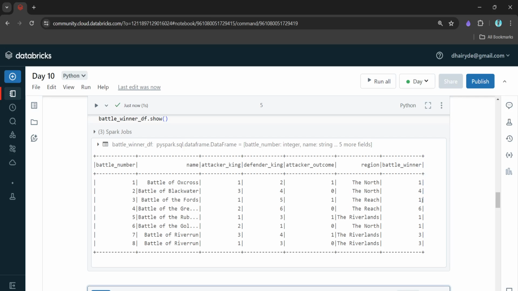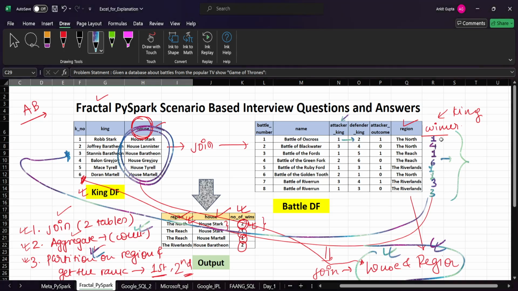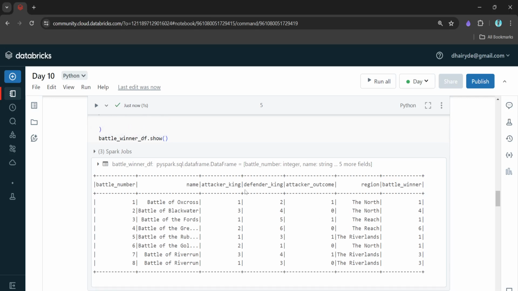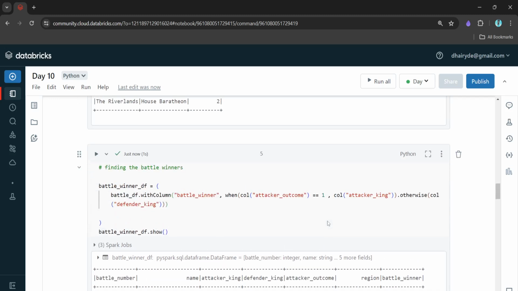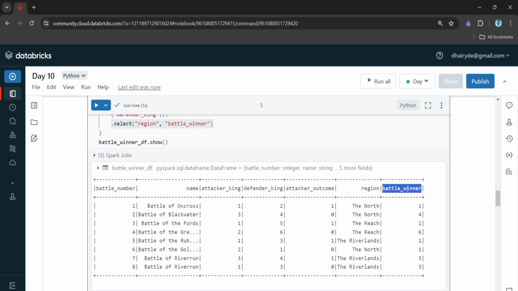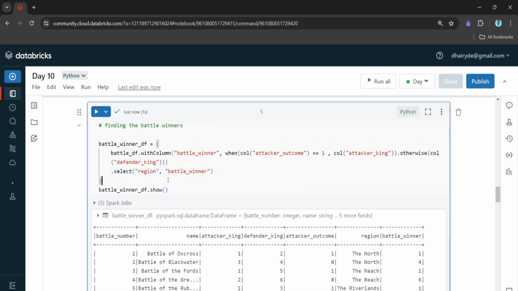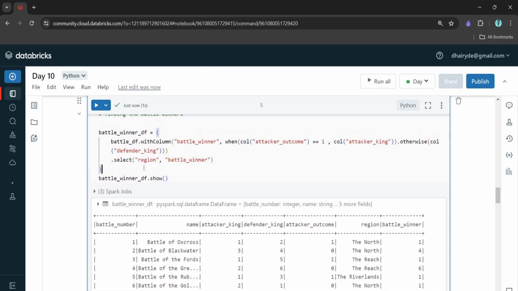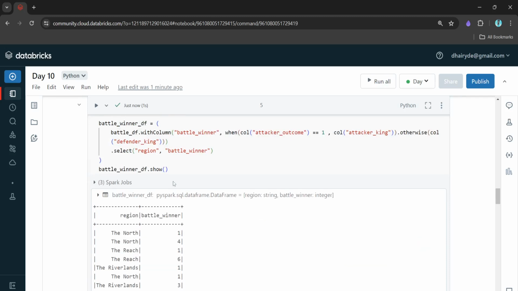Let's verify this: 1, 4, 1, 6, 1, 1, 3, 3. Let's verify from here: 1, 4, 1, 6, 1, 1, 3, 3. So we have got the exact same output we expected. Now, to calculate our answer in future, we need battle winner and reason. These three columns are not needed now, because we used them only to derive this, and we don't need the name and battle number either. So we are only left with these two columns, and that is what we are selecting here. Selecting the required columns makes it easier for us in terms of thinking. So let me select these two columns.